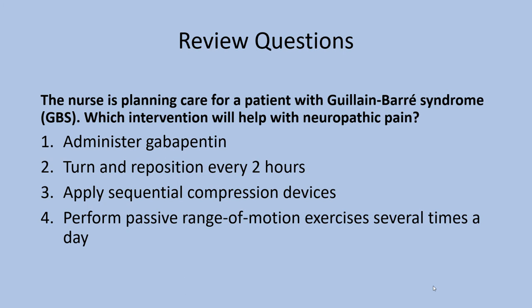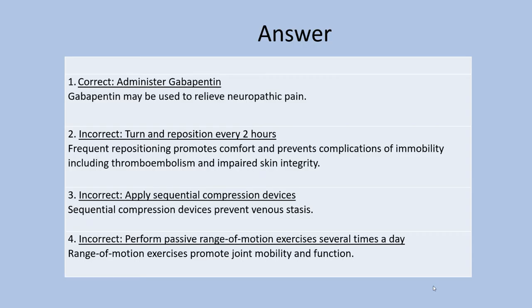Okay, so the nurse is planning care for a patient with Guillain-Barre syndrome. Which intervention will help with the neuropathic pain? Administer gabapentin, turn and reposition every 2 hours, apply SCDs, perform passive range of motion exercises several times a day. The first one, gabapentin. So gabapentin may be used to relieve neuropathic pain.